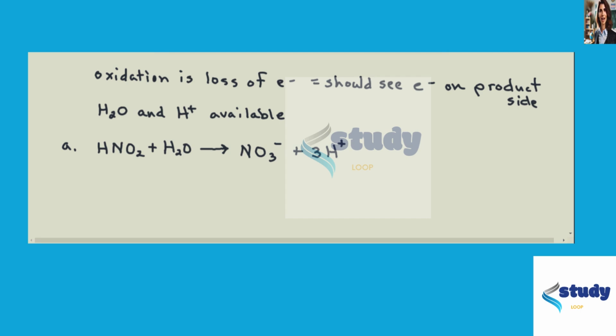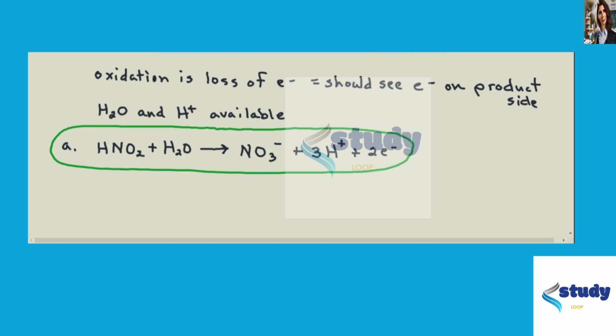Once we balance the atoms, we may need to make sure that the charges are balanced by adding electrons to one side of the equation or the other as needed. On the reactant side, the charges are balanced. On the product side, however, we have 3 positive charges and only 1 negative charge. That suggests that we need to add 2 more negative charges, or 2 electrons. So this would be our balanced half reaction for the oxidation of nitrous acid to the nitrate ion. Let's look at letter B.